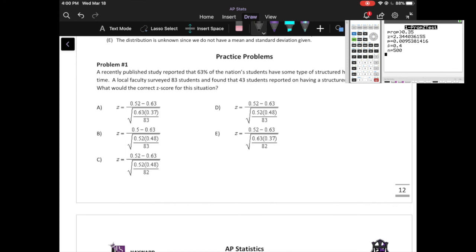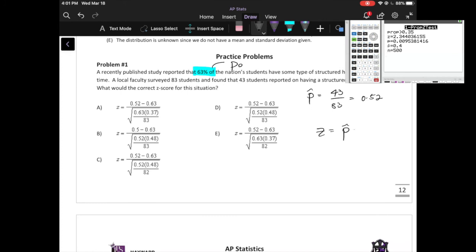Practice problem number 1 says, a recently published study reported that 63% of the nation's students have some type of structured homework study time. A local faculty surveyed 83 students and found that 43 students reported having a structured homework time. What would be the correct z-score of the situation? So we know that 63% is our p naught, and we know that p hat is equal to 43 over 83. And if you calculate this, it is about 0.52.